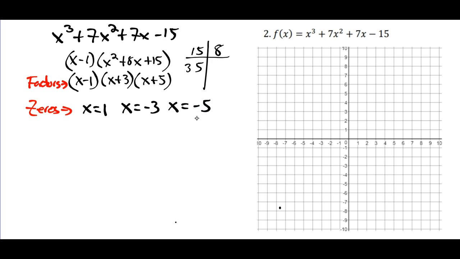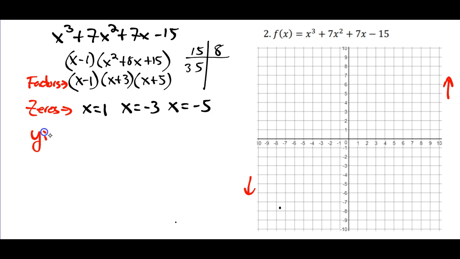There's my zeros. Don't forget we got to come up with our end behavior over here. The leading coefficient is positive, so the right end's going up. The exponent on that first term is odd, so that means the left side is going to be opposite of the right, so it's going to be going down.